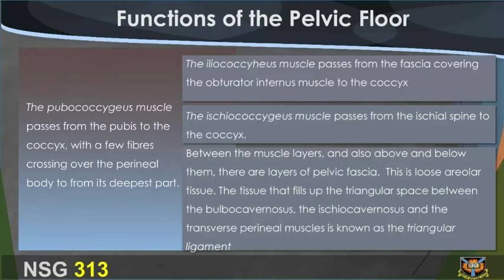Between the muscle layers and also above and below them, there are layers of pelvic fascia. This is loose areolar tissue. The tissue that fills up the triangular space between the pubocavernosus, the ischiocavernosus, and the transverse perineal muscle is known as the triangular ligament.